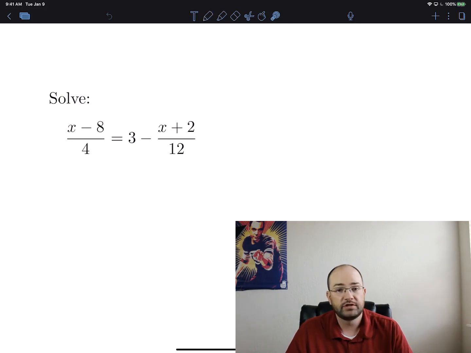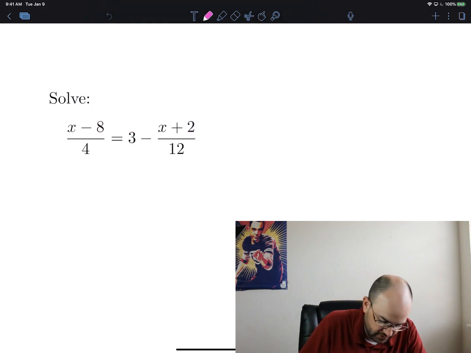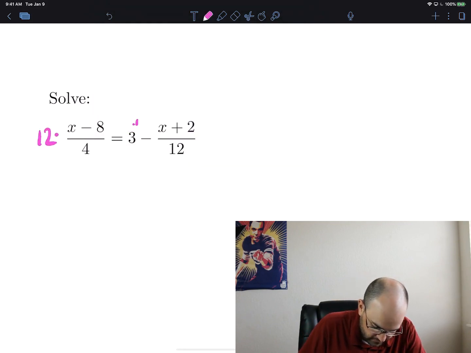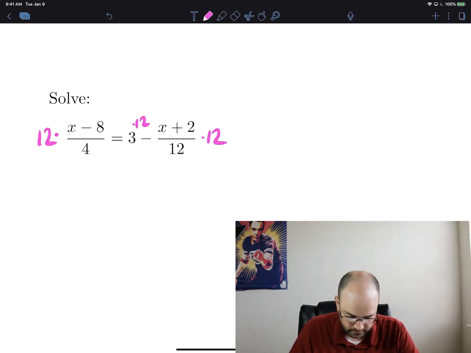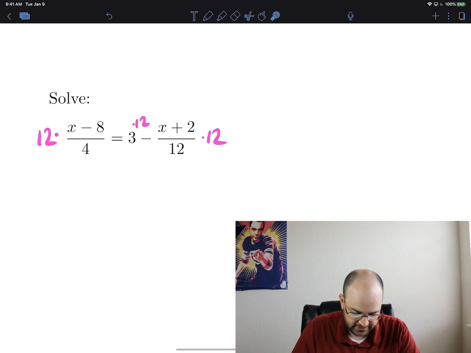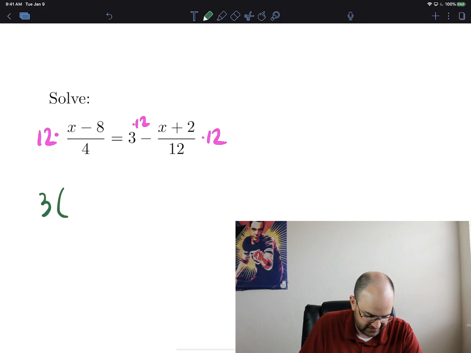Now, remember, the first thing we need to do is find the LCD. And the LCD between 4 and 12, the two denominators that I see, is 12. So what I'm going to do here is I'm going to multiply every term in here by 12. And notice that there are, in fact, 3 separate terms. And then we're going to do the division first. 12 divided by 4 is 3. But I'm actually going to write 3 and then just a parentheses, the numerator.